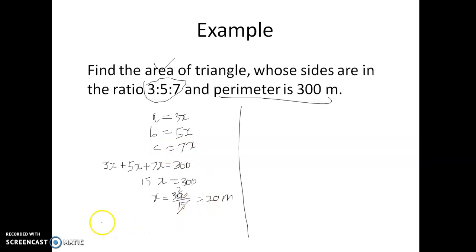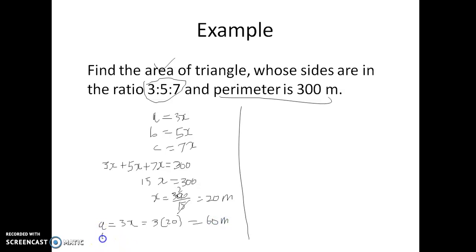So now what about the respective lengths of the sides? A equals 3x we took. So we found x equals 20 meters. Therefore 3 into 20, so equal to how much? 3 into 20 equals 60. So 60 meters is nothing but the length of the first side.